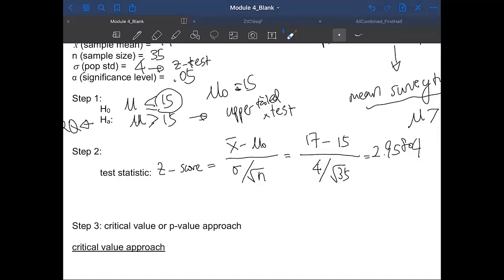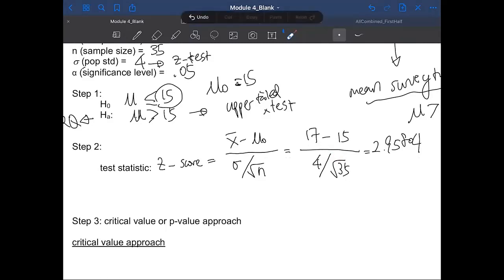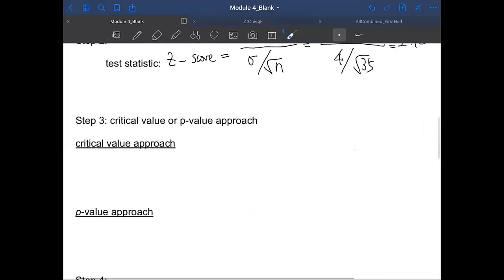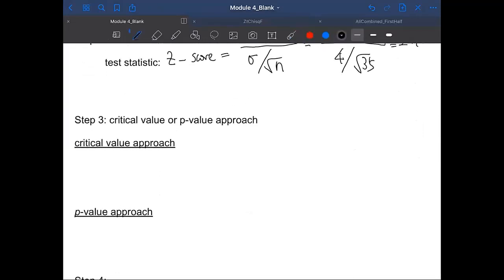I'm going to use a diagram to demonstrate what I just said. This is very, very important. I need a little bit of space. When you work on the critical value approach, just like I said earlier on, there are 2 different approaches, critical value approach versus p-value approach. You can draw a bell curve like what I'm going to do next. So I'm just going to draw a bell curve.